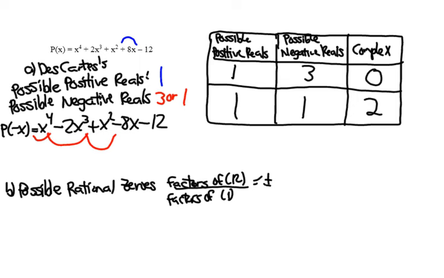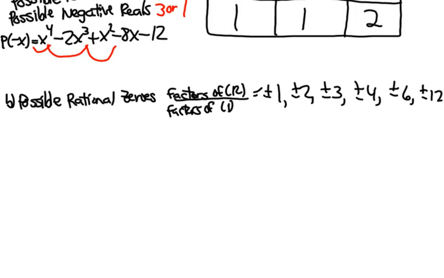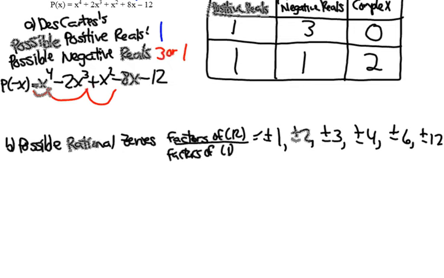Okay, now, possible rational zeros. Again, we want factors of the constant, which is 12, divided by the factors of the leading coefficient, which is 1. Again, because you're dividing by 1, I just need to write out the factors of 12. So plus or minus 1, 2, 3, 4, 6, and 12. Because again, you would be dividing everything by 1. Okay, so let's start trying some of these then. Let's do 1.